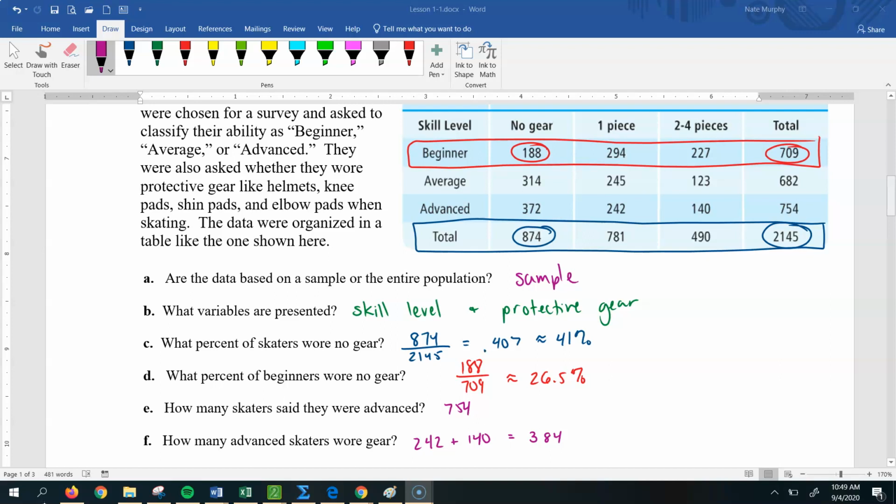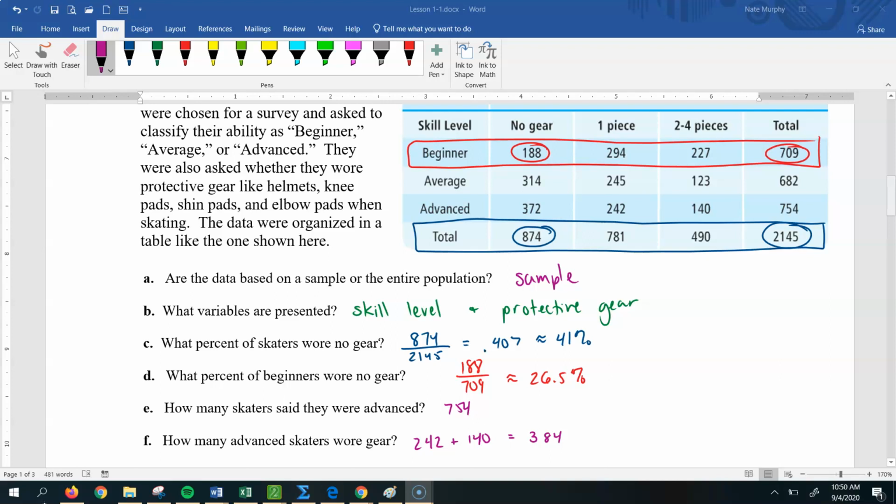So then in part C, what percent of skaters wore no gear? So what I boxed up there in blue, this is dealing with the total number of people. Out of 2,145 skaters that they surveyed, 874 said that they didn't wear any gear. So as a decimal, that would be 0.407, which as a percent, which is what they're looking for, you could have said 40.7%, or you could have rounded up to 41%. I would accept either answer.